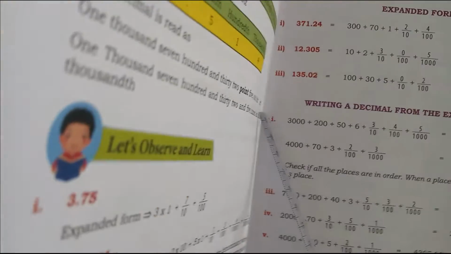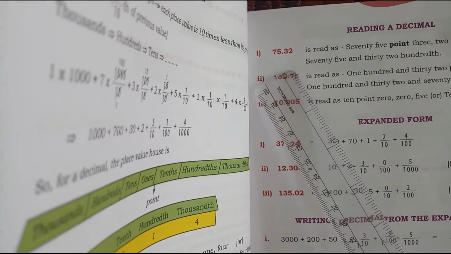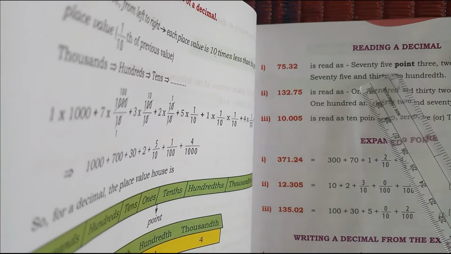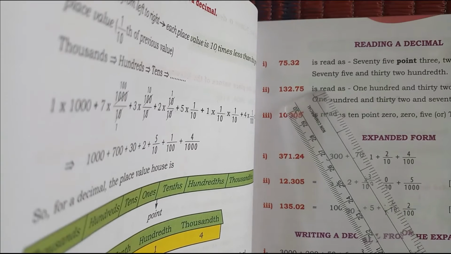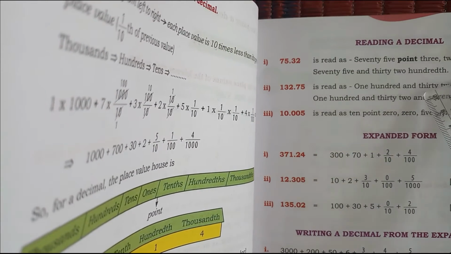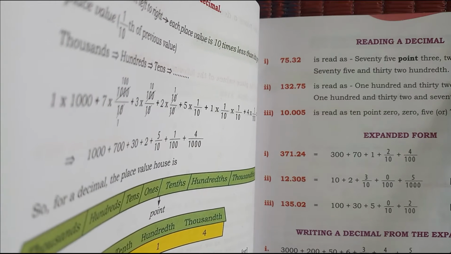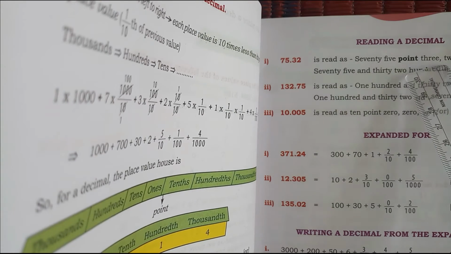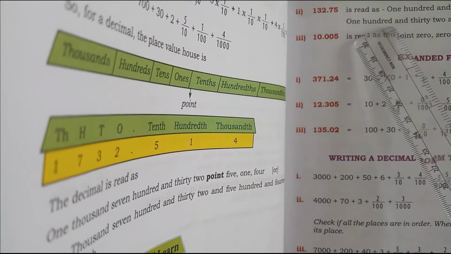Right? Now reading a decimal. How will we read a decimal? See here, 75.32 is read as 75.3, 2. Or they will read it in another way, 75 and 32 hundredths. It is quite difficult to say hundredths, so simply we can read it as 75.3, 2. Likewise you read the rest of the numbers.